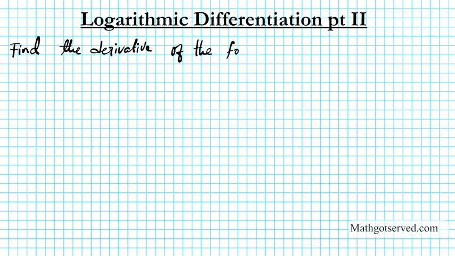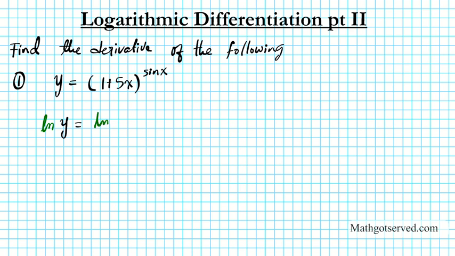Okay. All right. So the first function we're going to look at is y equals 1 plus 5x raised to the sine x power. Okay? So the first thing we're going to do is take the natural logarithm of both sides. So we take the natural logarithm of y equals the natural logarithm of 1 plus 5x raised to the sine x power.